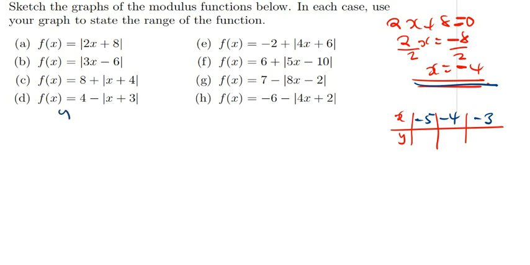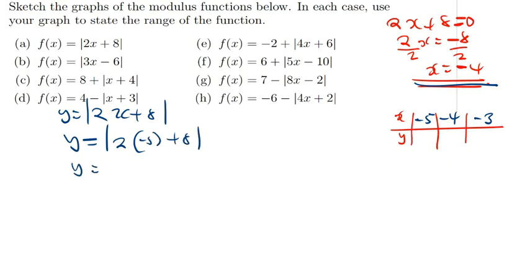y is equal to the modulus of 2x plus 8. So y will be equal to the modulus of, where there is x, let's put negative 5, plus 8. So y will be equal to the modulus of negative 10 plus 8. y will be equal to the modulus of negative 2. What is the modulus of negative 2? It is 2. So this is 2.